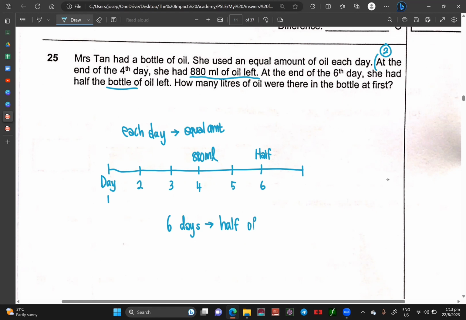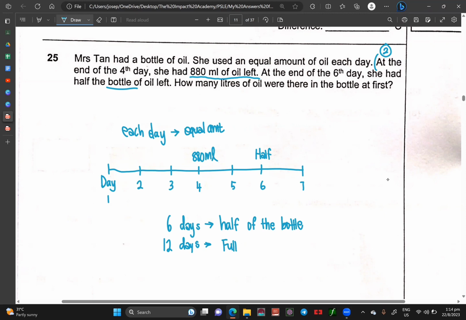Okay, half of the bottle. Now, you realize that half is actually very important, because if I know that Mrs. Tan requires 6 days to finish half of the bottle, I can simply say that Mrs. Tan will need 12 days to finish full. That means every single drip of the oil. So that is 12 days, right?